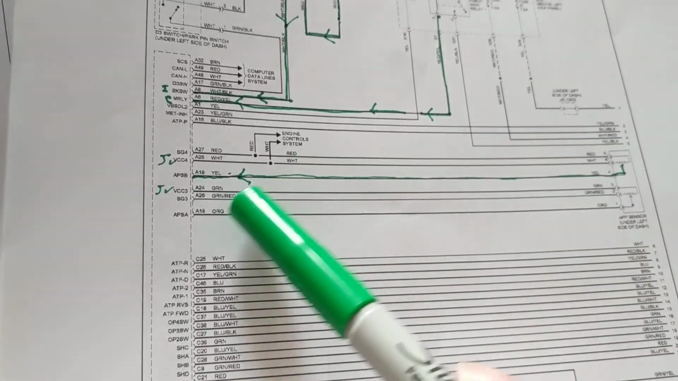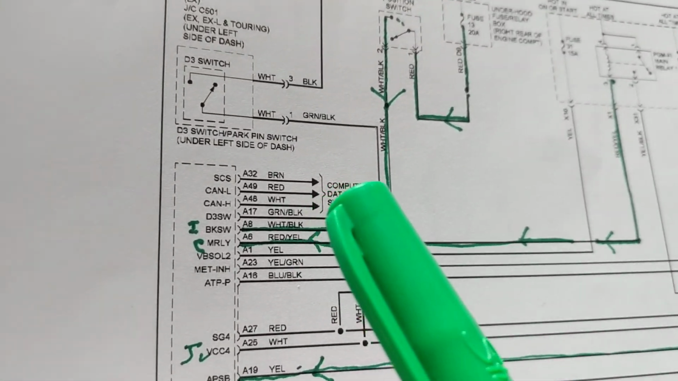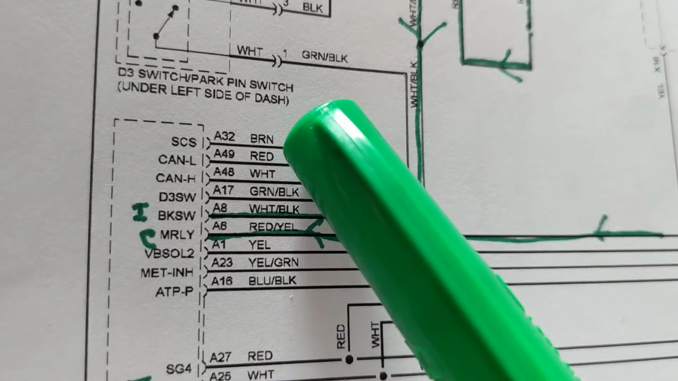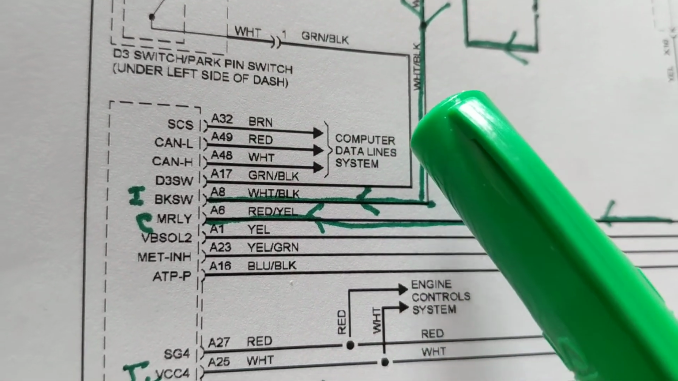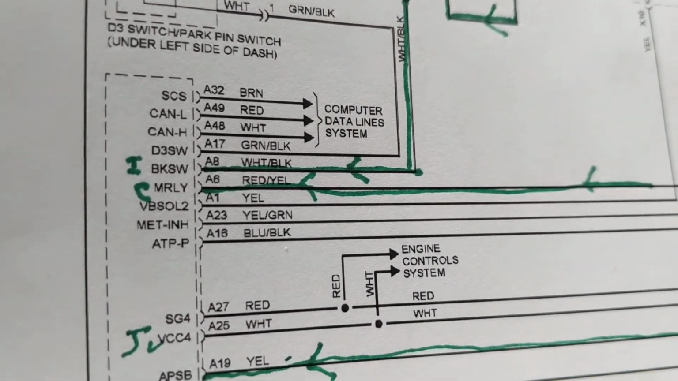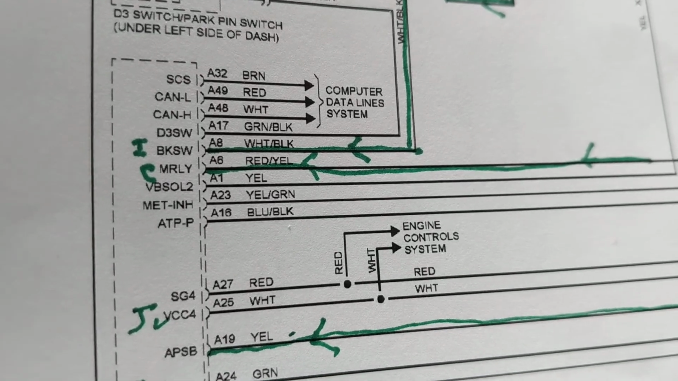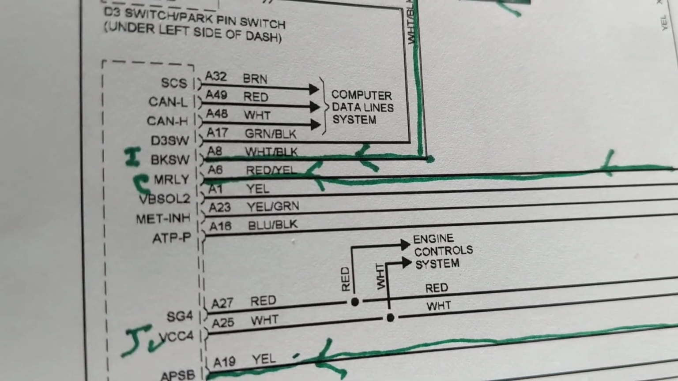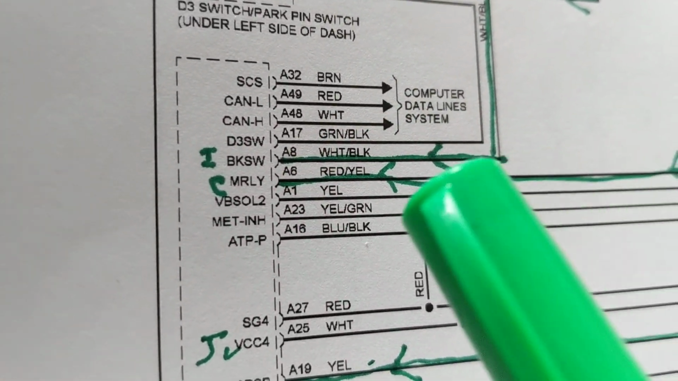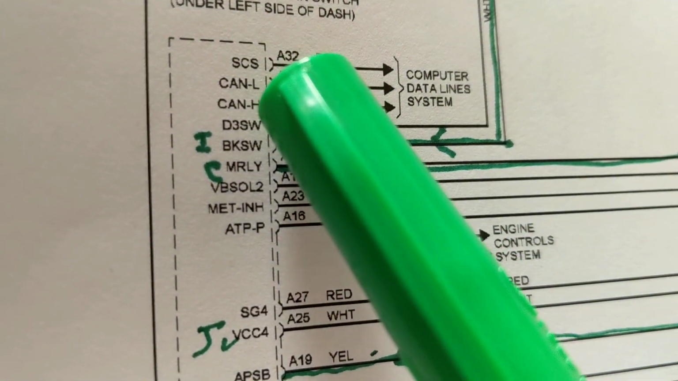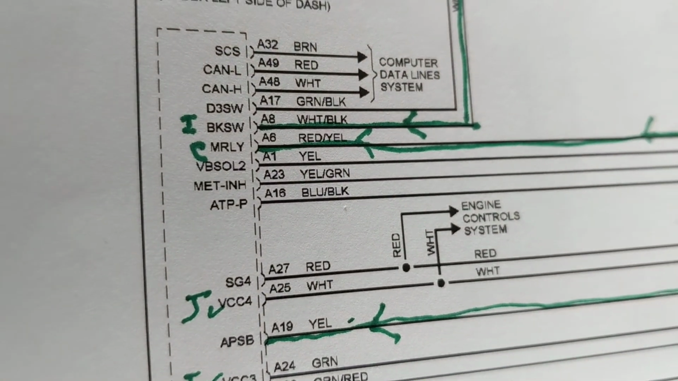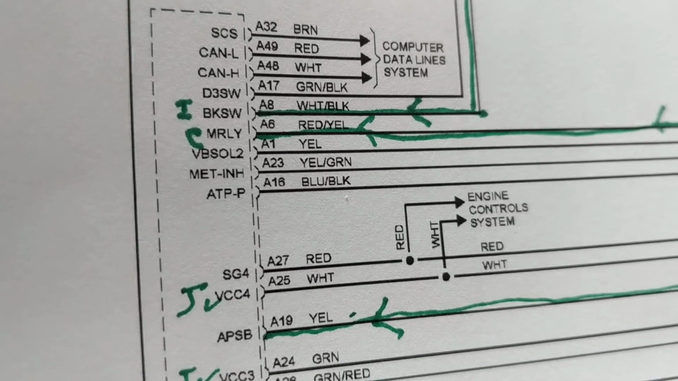So if we pull out a little, let's say over here, these first three terminals, the pins, A32, A49, A48, these have something to do with the data lines, the serial data lines, which is the modules communicating with digital pulses to the other ones, exchanging information about what's going on. Always when you see CAN low, CAN high, that's the protocol for the computer data lines, the serial data lines.